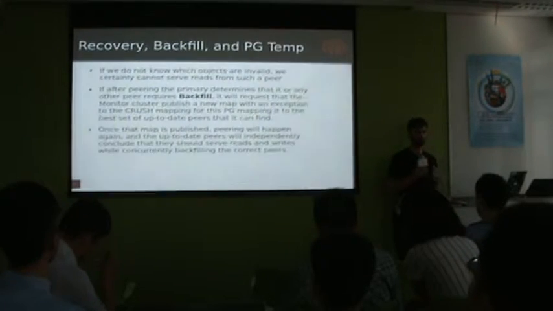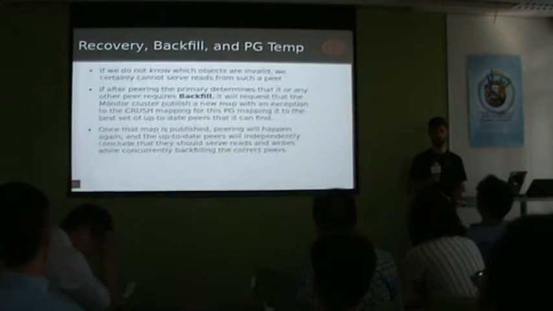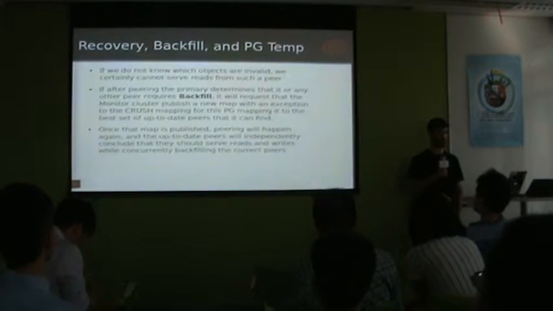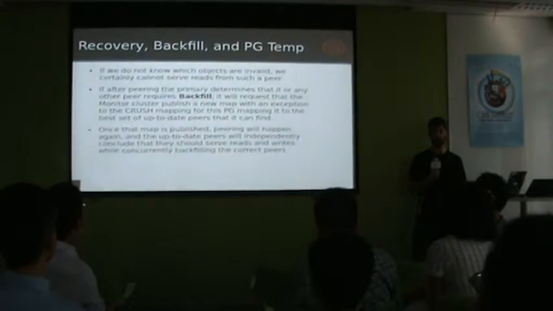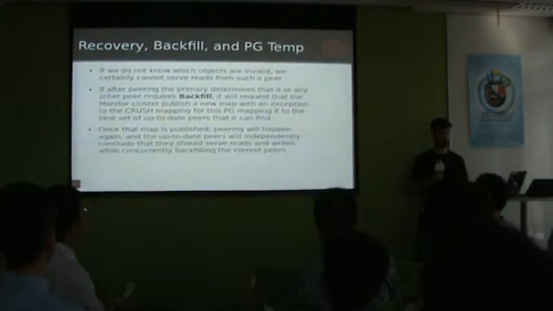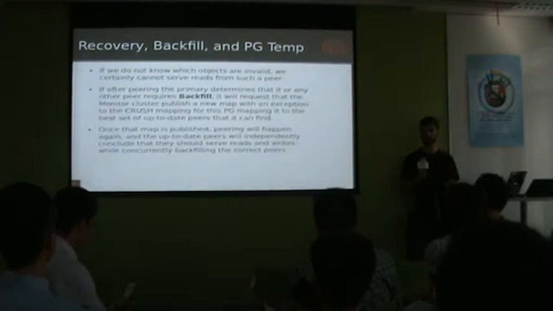So if we don't know which objects are invalid on the primary, we certainly can't serve reads. So if after peering the primary determines that it or any other peer requires backfill, it will request the monitor cluster publish a new map with healthy OSDs instead as the acting set. Once that map is published, peering will happen again, and the up-to-date peers will independently conclude that they should serve reads and writes while concurrently backfilling the correct peers.